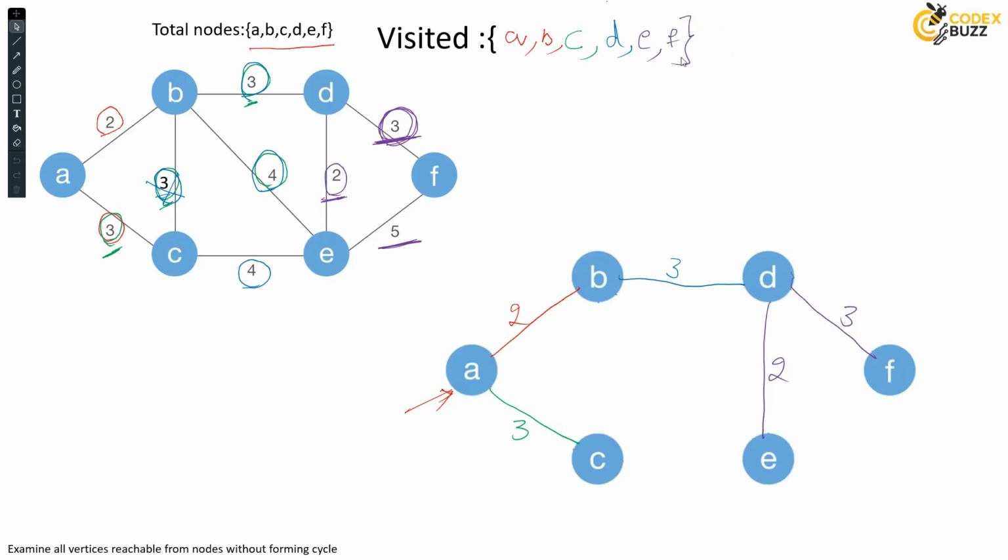This is how you calculate the minimum cost spanning tree of a graph, right? So if you are asked a question to calculate the weight, you can directly add the weights: 3 plus 2 plus 3 plus 2 plus 3 equals 13. So 13 is the weight of the minimum cost spanning tree for this graph.